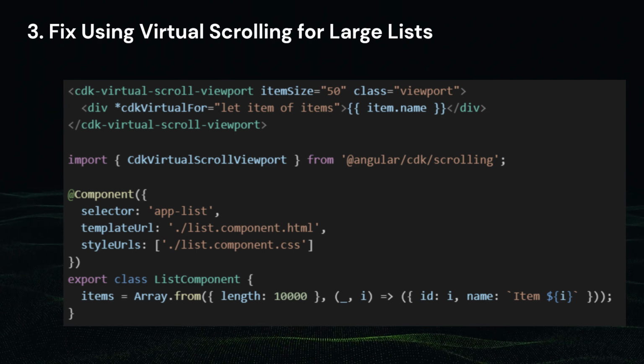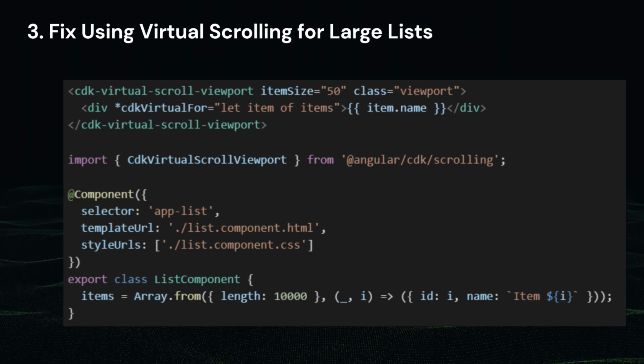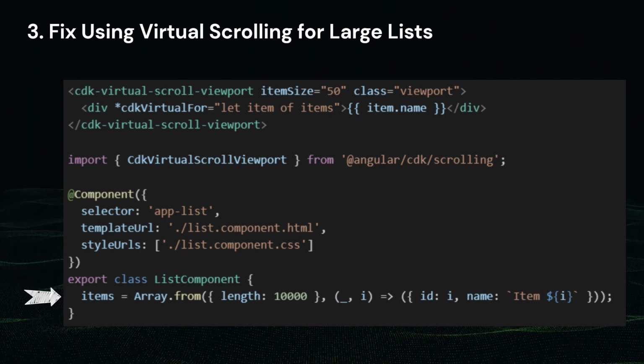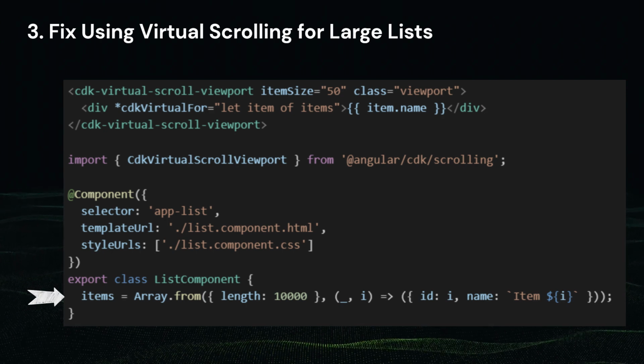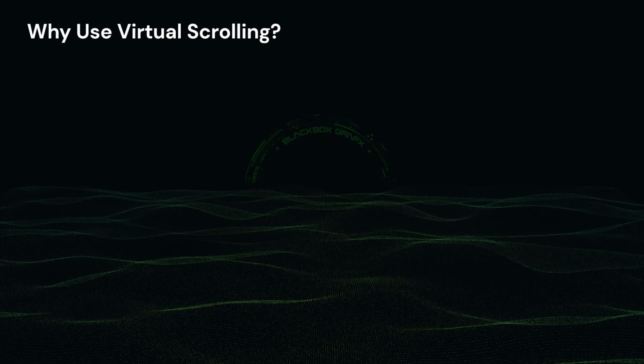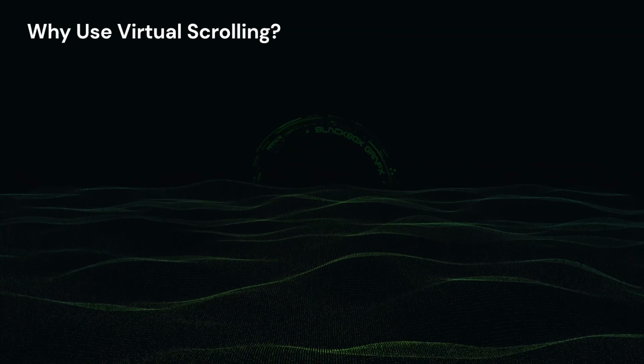Now let's understand the TS code. Array.from, length 10,000, underscore, i, arrow function, id i, name item $i. Creates 10,000 items dynamically. Each item has a unique ID and name, for example, item 0, item 1, etc. Virtual scrolling ensures only a small fraction of these 10,000 items are rendered at any time, making the UI fast. Hope you understand why we use virtual scrolling.